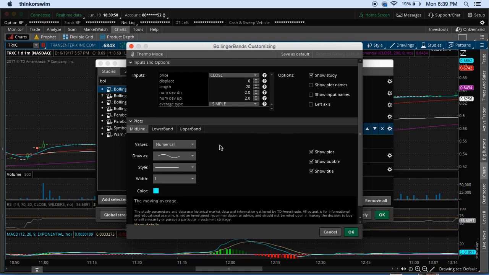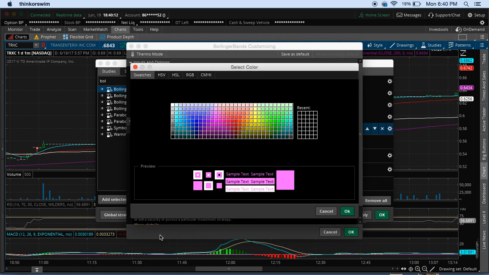Now it will present three bands: a middle line, lower, and upper band. We don't really need to use the middle band, or personally I don't like to use it, so I'm going to explain my purposes for not using the middle line. If you want to take away the middle line, you just have to go over here and unclick it so you don't show it. Now I'm going to change the color of mine to yellow personally.